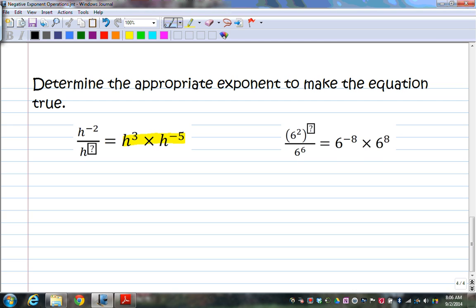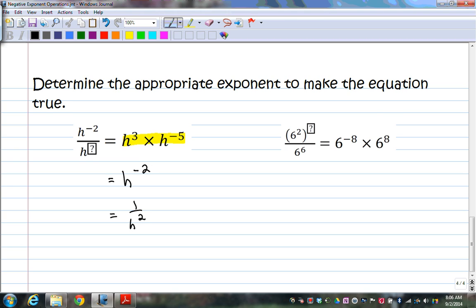I like to start with whatever side has everything given to me already. So this is h to the third times h to the negative fifth. For that, I would just add the exponents. So this is going to be h to the negative second, or you could say it's 1 over h to the second. But what I need to do is figure out what do I have to do here, math-wise, and then what number has to be in here in order for the whole thing to be equal to a negative 2.